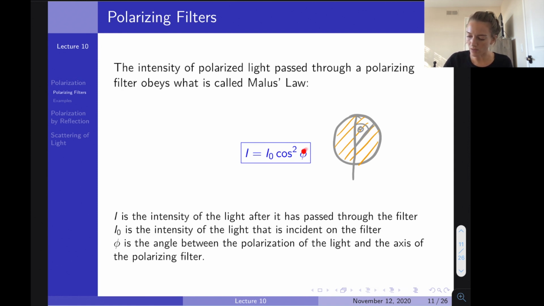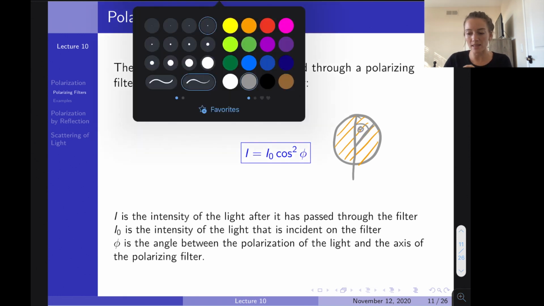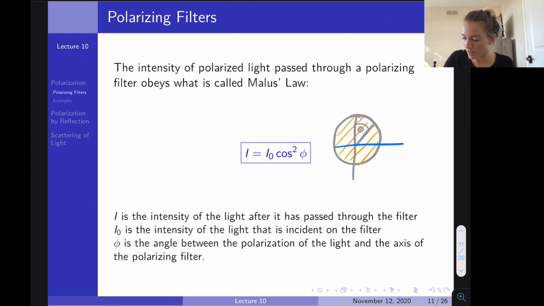That's not the angle here. This angle is the angle between the polarizer and the electric field. So if my incident electric field was, let's say, in this direction, if it was horizontal, phi would actually be here. It would be the angle between the polarizer and the electric field, not just the angle of the polarizer.